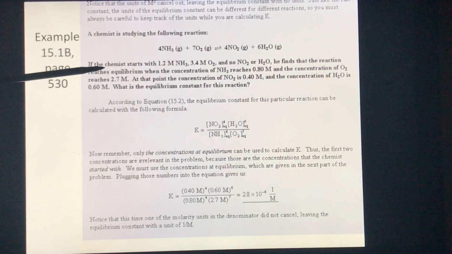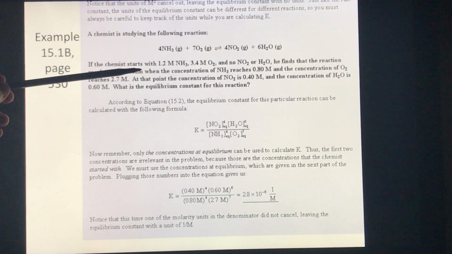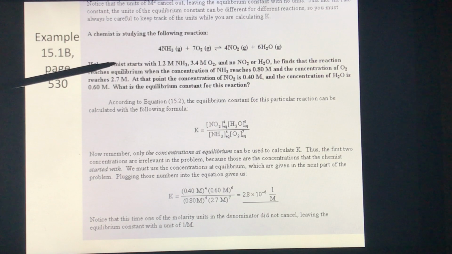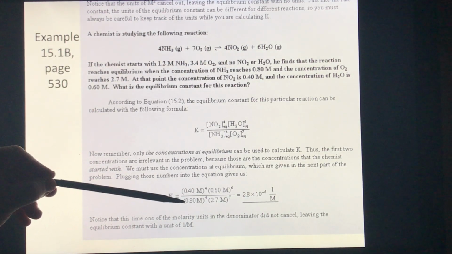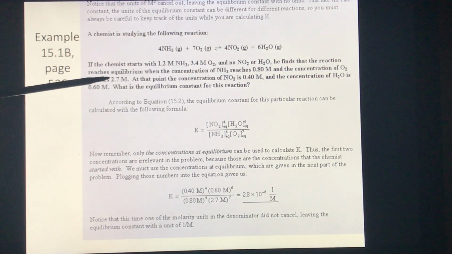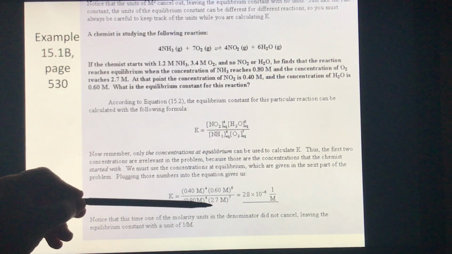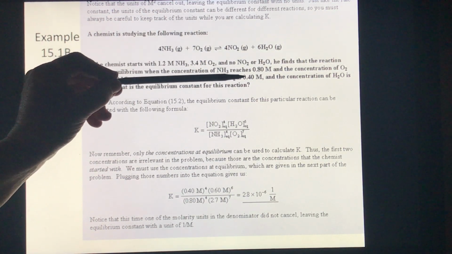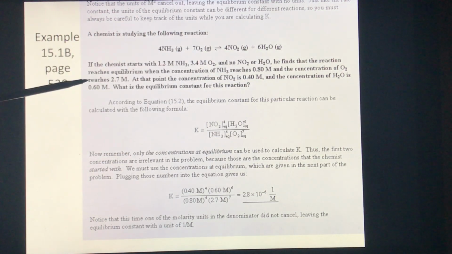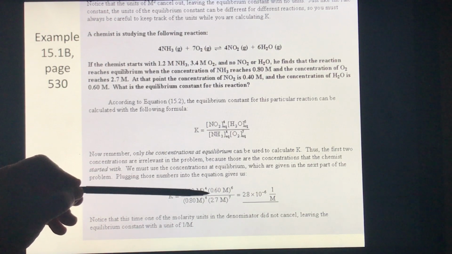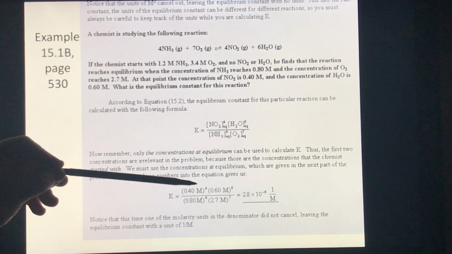Then you go back into your given information and start plugging in the values. So we have NH3 at 0.8, that comes down here. The O2 is 2.7, that goes in here. NO2 is 0.4, that comes in here. And the H2O is 0.6, and that would be substituted in here.